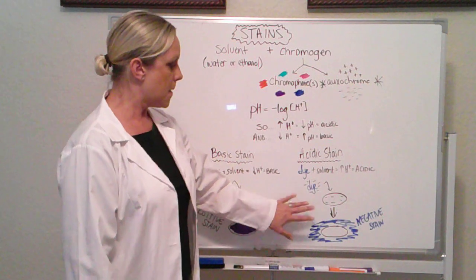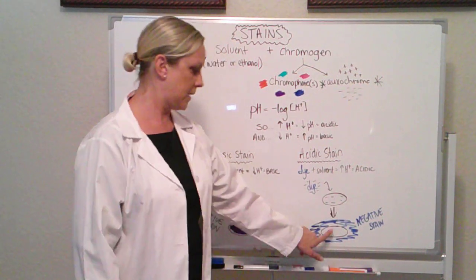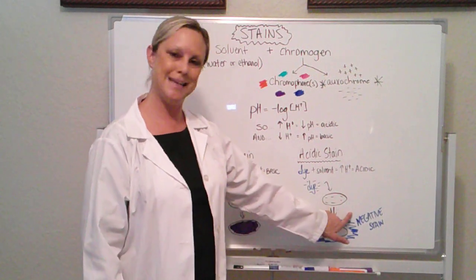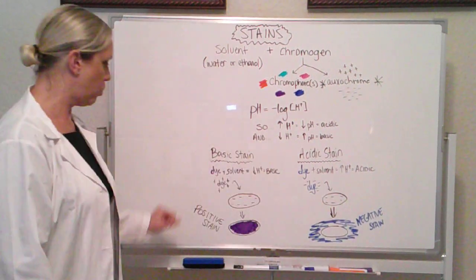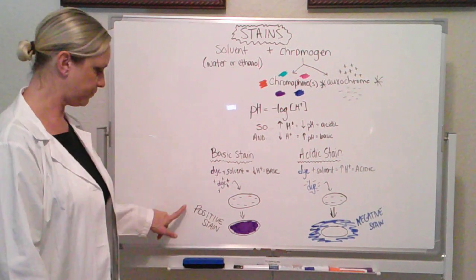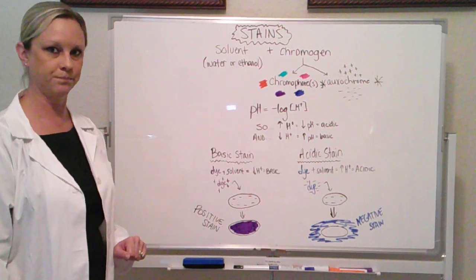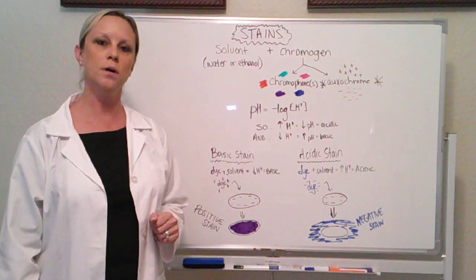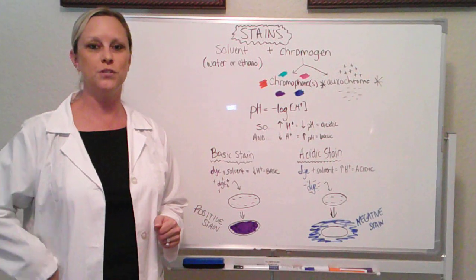Now here we're staining the background and not our actual cell, so this is kind of like a negative, so this is referred to as a negative stain. And here, when we are actually staining what we want to see, we're staining the bacterial cell, we refer to this as a positive stain. So that, in a nutshell, is how our basic and acidic stains work. If you have any questions, don't hesitate to reach out to your instructor.